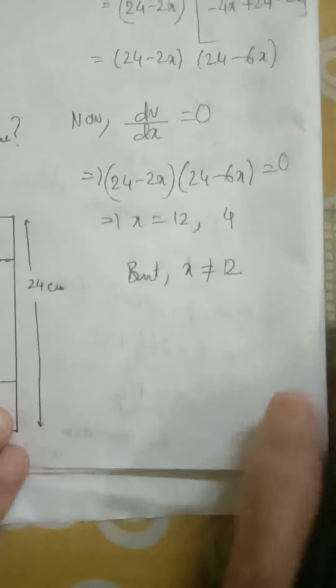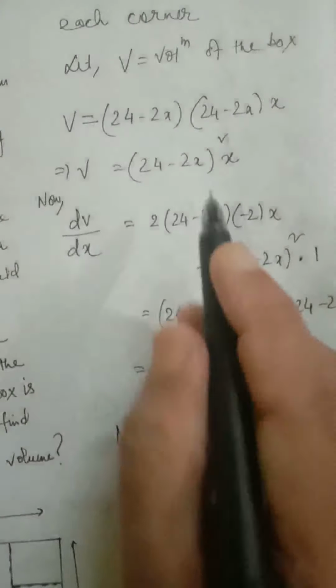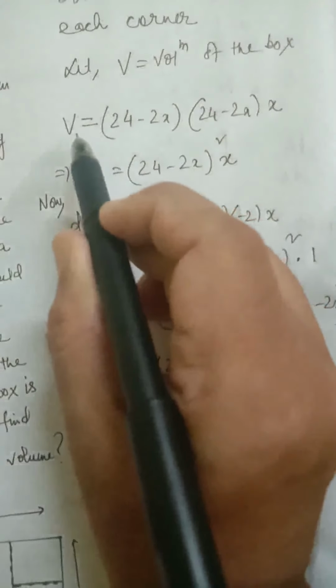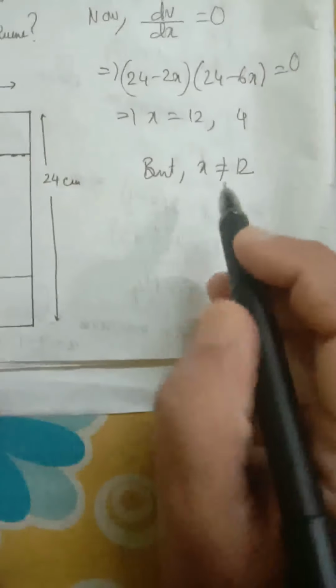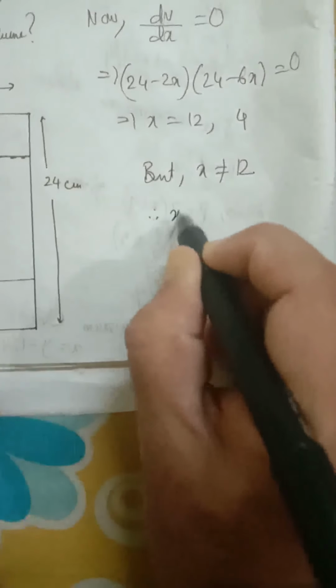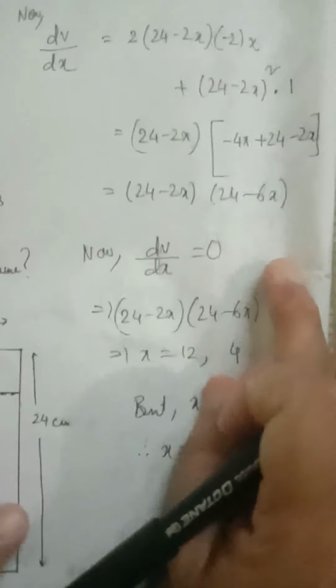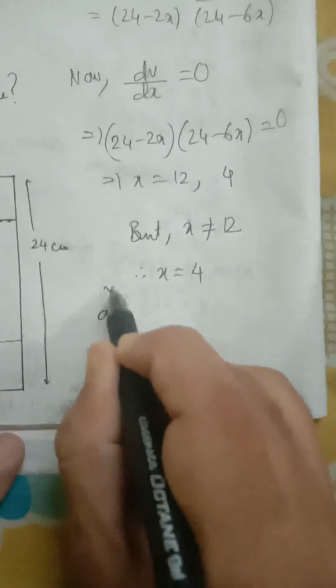One thing you can also check: if x equals 12, the volume of the box will be 0. So in that case no box will be formed. So x is not equal to 12 and therefore x equals 4. Our next part is to find d2V/dx square. This is our dV/dx, and we will find d2V/dx square.